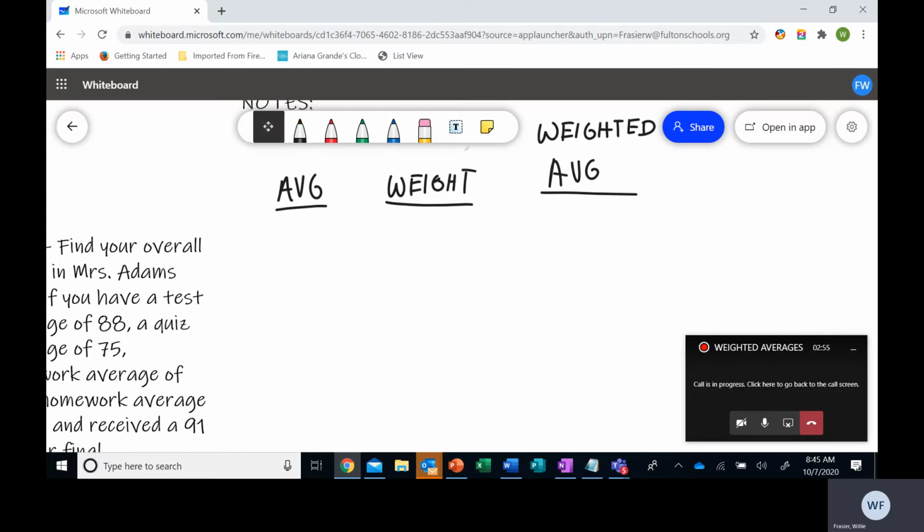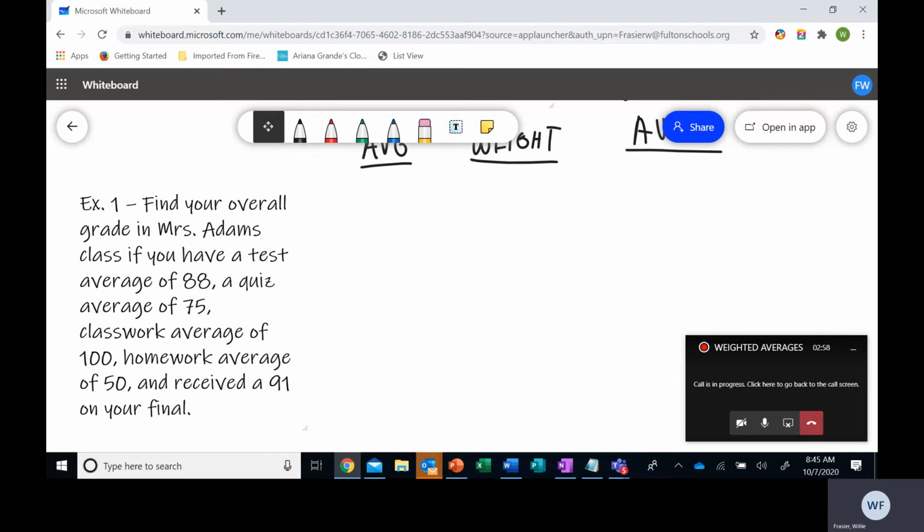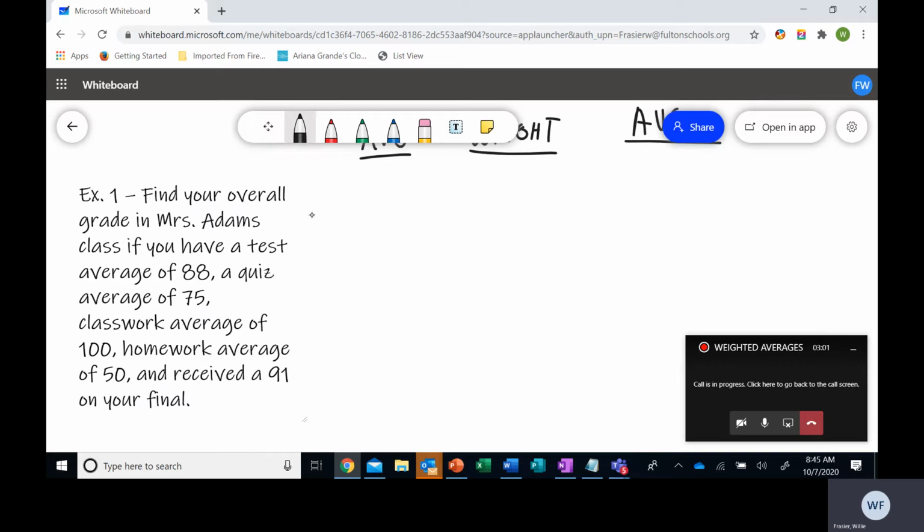Now, what do we do? Well, we take the information that we're given. For our test score, we have 88. So the test score is 88. Then we got a quiz score of 75, an average classwork of 100, and an average homework of 50. And you received a 91 in your final.